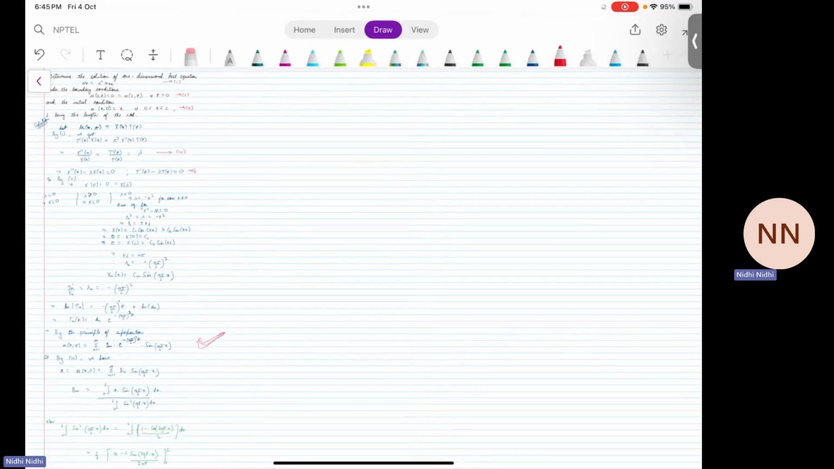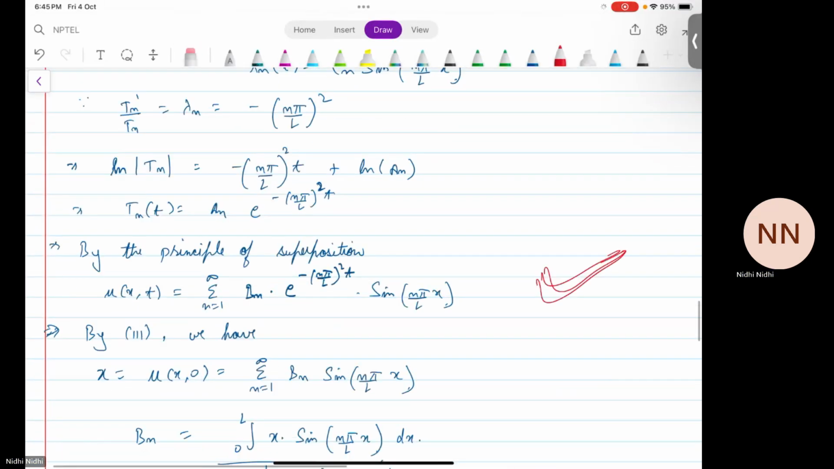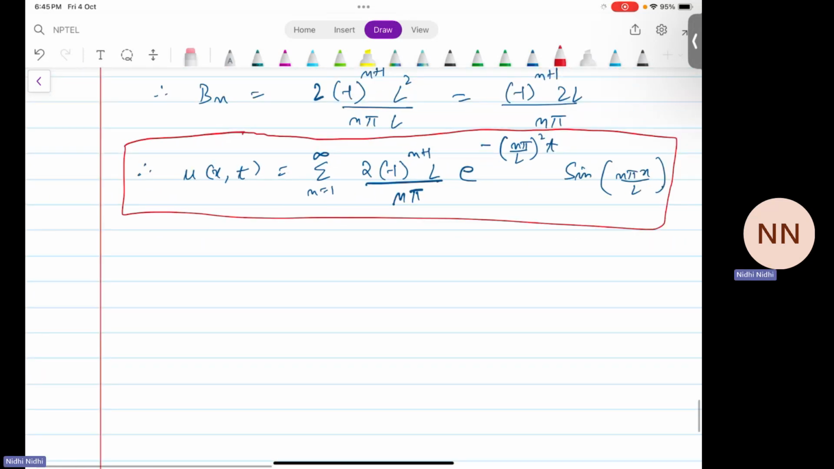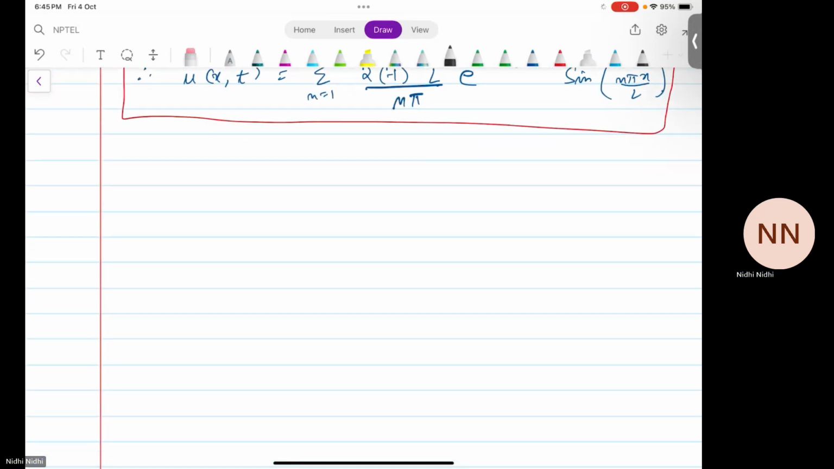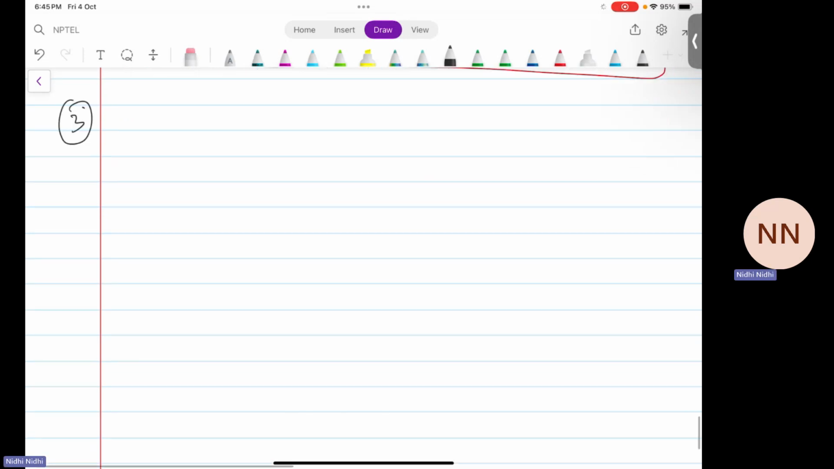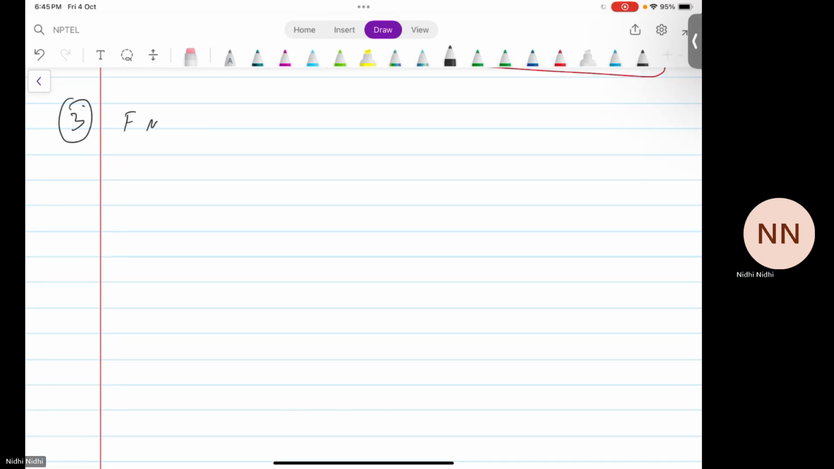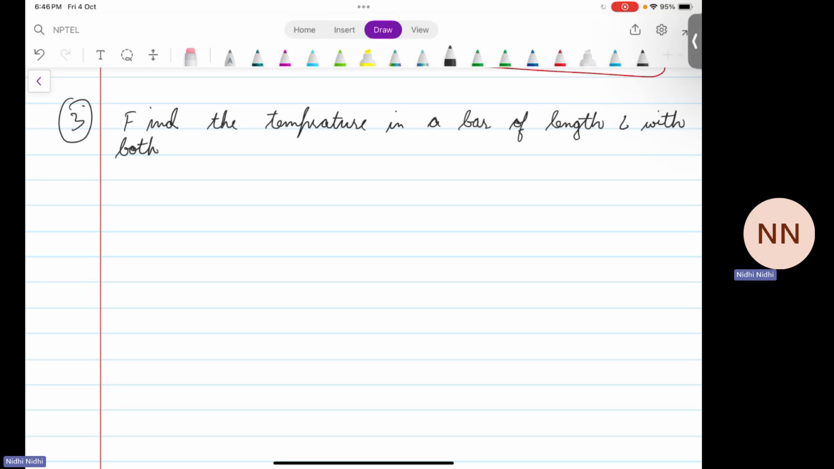Let's move to the next question. Find the temperature in a bar of length L with both the ends insulated, sorry.